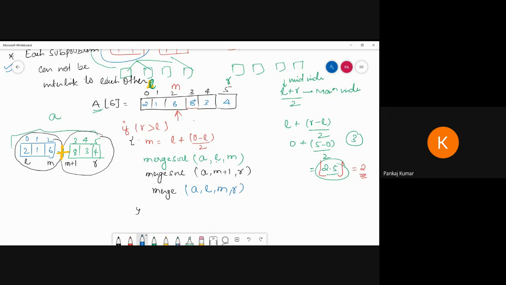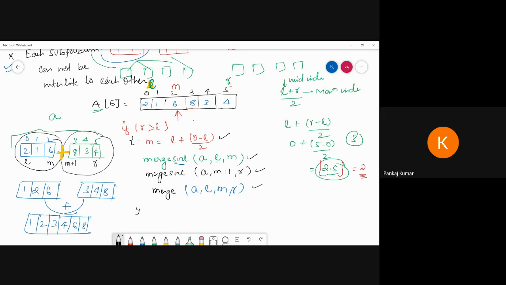So what will we do? First merge sort, sorting, that means the array will be like this: 1, 2, 6. Then the other array becomes like this: 3, 4, 8. Now after this merging, the array becomes 1, 2, 3, 4, 6, and 8. Okay, so in this process I am only discussing how to divide and how the merge will be performed.